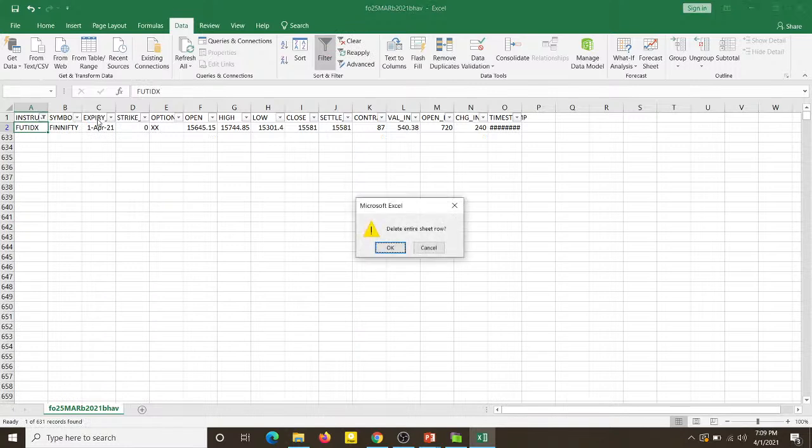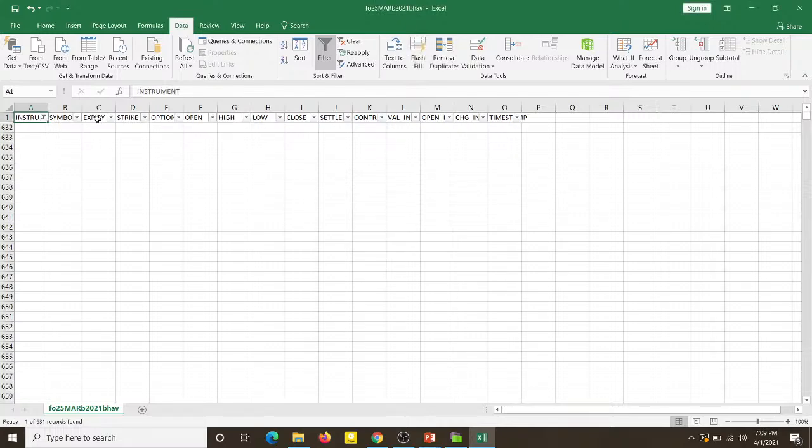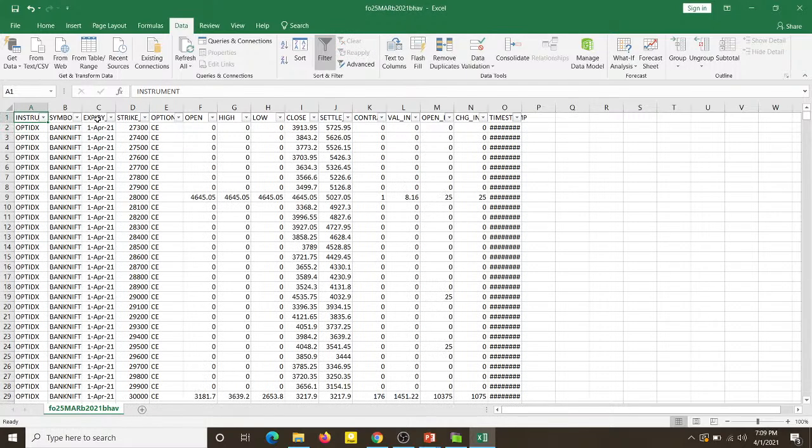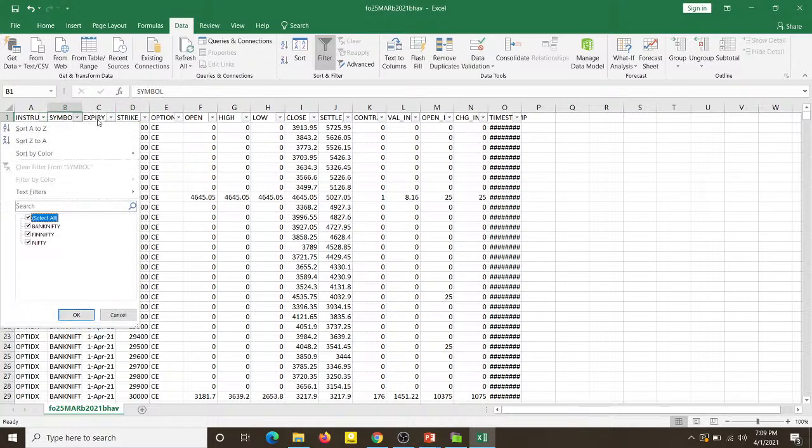So I want only the options data. That's why I'm just deleting the futures of the Nifty. Fine. So as you can see, this is the options data of both Nifty and Bank Nifty. I'm just going to leave the data of only Nifty, right? Okay.